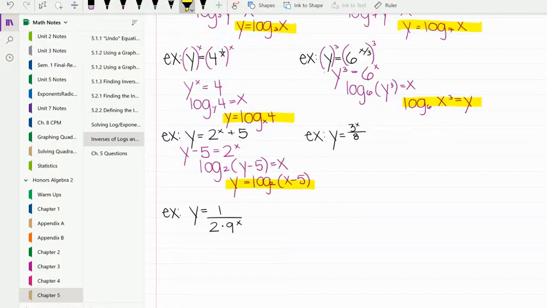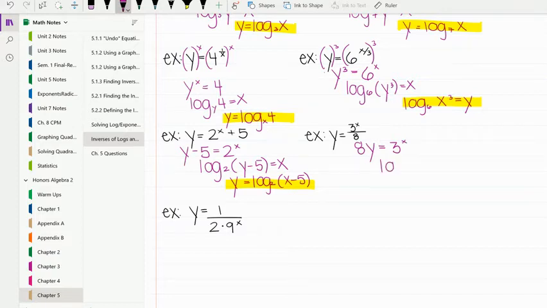Okay, so next we have y equals 3 to the x over 8. So this one's pretty weird. It looks weird, but it's actually not that difficult because it's almost in that nice form, but we're dividing by 8, so we will just multiply by 8. So we would get 8y equals 3 to the x.